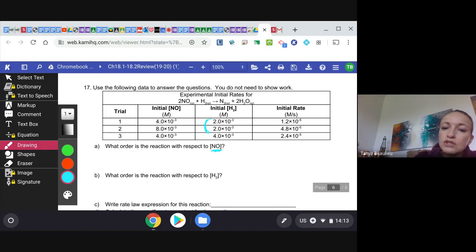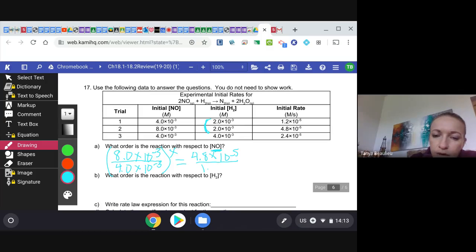So in trials 1 and 2, hydrogen is constant. So that's where I would go and compare the data there. So it's going to be 8.0 times 10 to the negative third divided by 4.0 times 10 to the negative third. We always want to take the bigger number divided by the smaller number, so we're not working with fractions or decimals. That makes our lives easier. That's going to be to some x power. And that's going to equal the rate from trial 2 rather, 4.8 times 10 to the negative 5 divided by 1.2 times 10 to the negative 5.